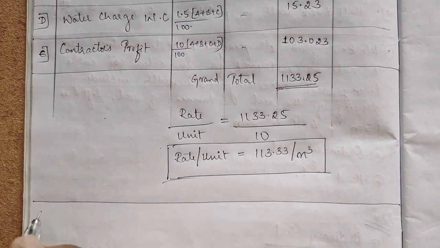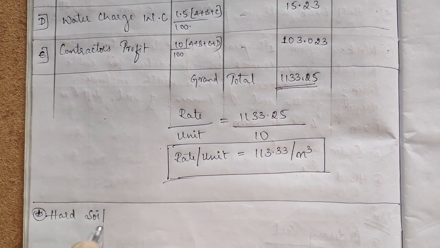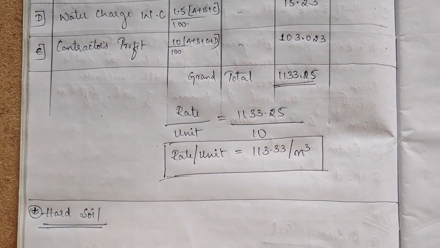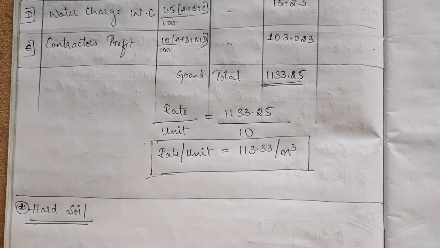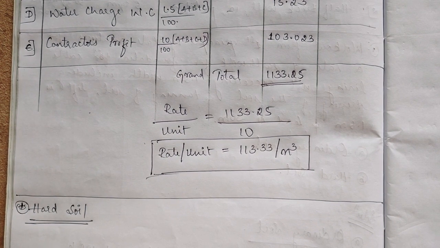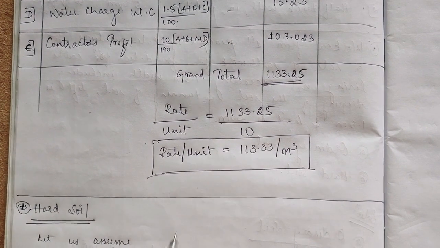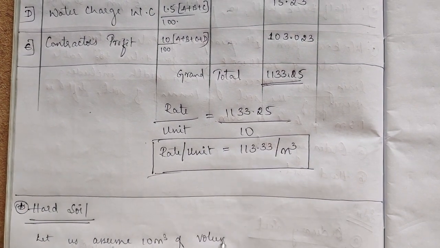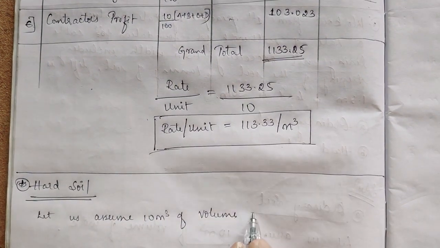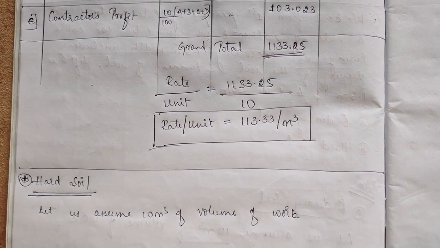Next I will do for hard soil. So B1 is hard soil. Same type, nothing will change, just the code will change. As per NBC, that code will change. That is, it will take 6 male mazdoors and 5 female mazdoors. Okay, I'll let you know. So let us assume 10 meter cube of volume of work.